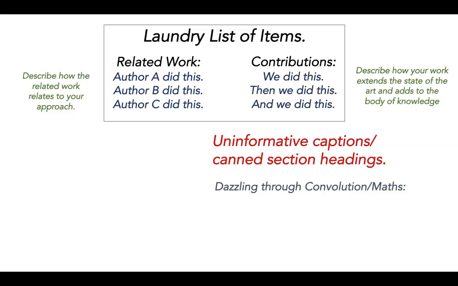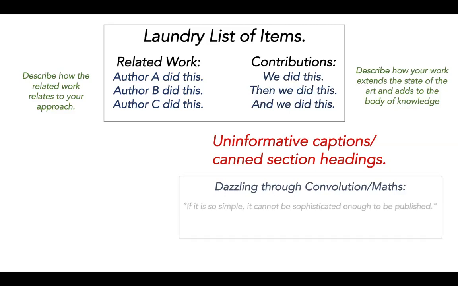Another mistake that people make is that they may think that they can impress the reviewers by just making their paper more complex. Interestingly, such a thing happens, in which people want to introduce more convolution, more maths that is just mystifying to the reader, just because they want their paper to look more sophisticated. So this is known as dazzling through convolution or mathematics.